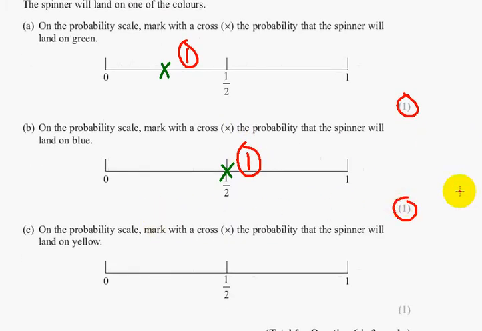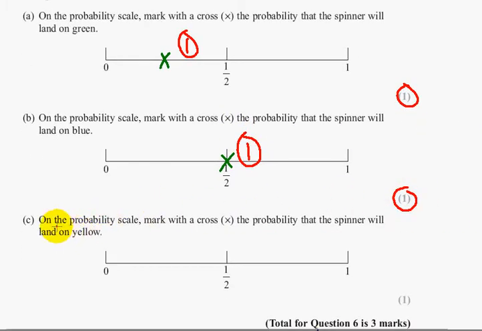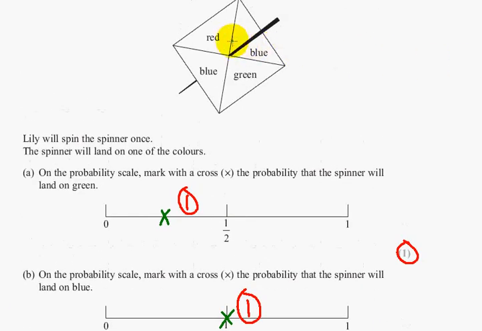Part C says, on the probability scale, mark with a cross the probability that the spinner will land on a yellow. Well, there is no yellow, so it's impossible to land on a yellow. So the probability of landing on a yellow is 0 out of 4, or 0.